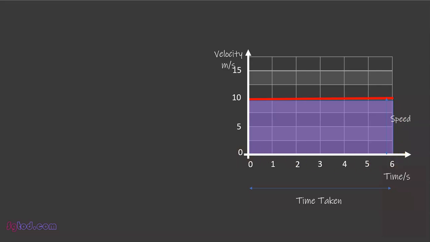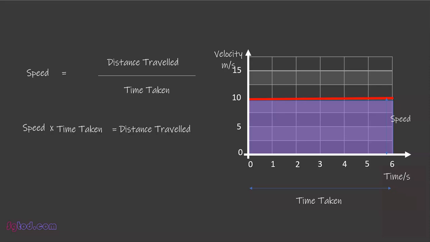We know that the formula of speed is distance traveled divided by time taken. Rearranging the formula, when we take the speed and multiply by time taken, we get the distance traveled. Yet, multiplying the speed by time taken is actually the area under the velocity time graph. Hence, we can calculate the area under a velocity time graph to determine the distance traveled.